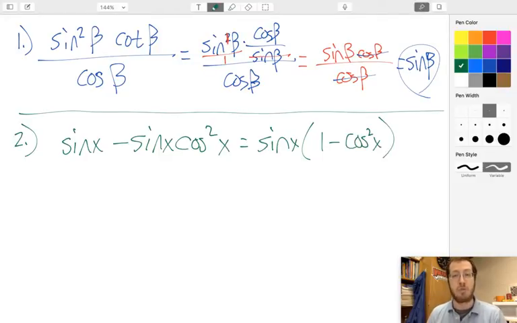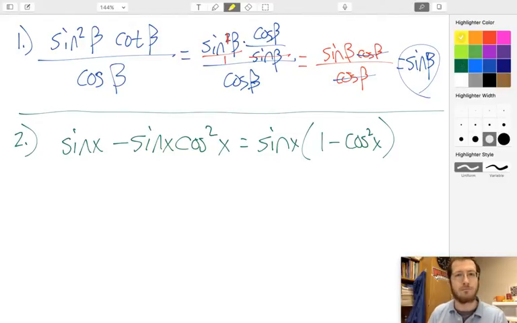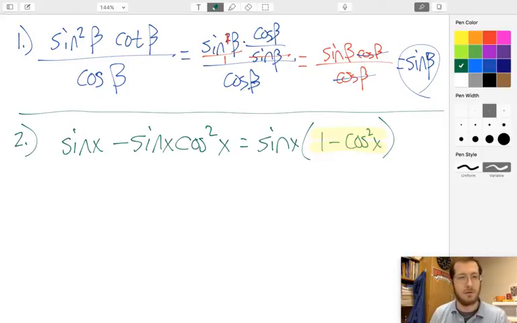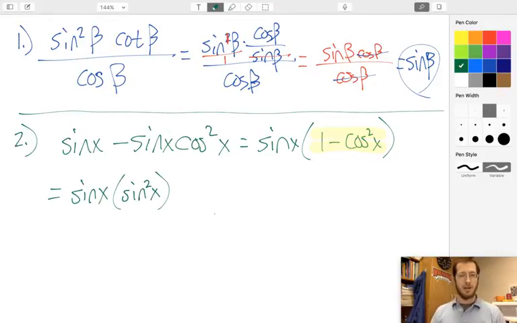Ooh, that's one of our Pythagorean identities. If we solve for sine squared of x, let's replace all of this with sine squared of x. So we get sine of x times sine squared of x. Okay, so we have 1 factor of sine, 2 factors of sine. That leaves us with 3 factors of sine. So we should be left with sine cubed of x.